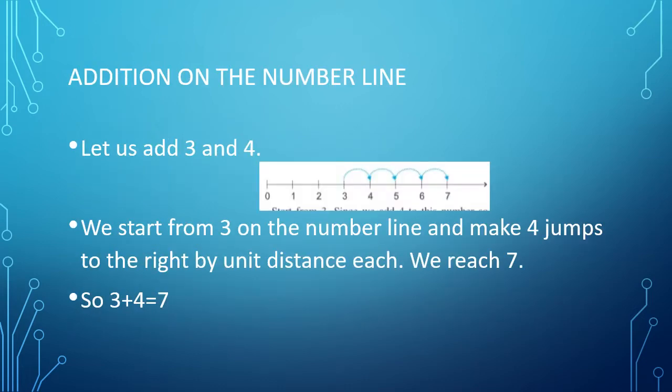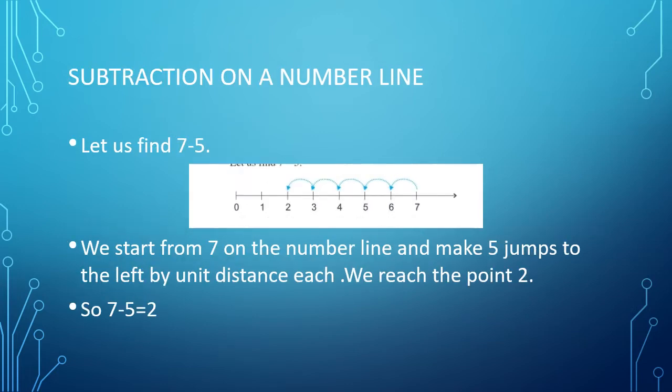Addition on the number line. Let us add 3 and 4. Here we start from 3 on the number line and make 4 jumps to the right by unit distance each. We reach the point 7. So 3 plus 4 is equal to 7. Subtraction on a number line. Let us find 7 minus 5. We start from 7 on the number line and make 5 jumps to the left by unit distance each. We reach the point 2. So 7 minus 5 is equal to 2.